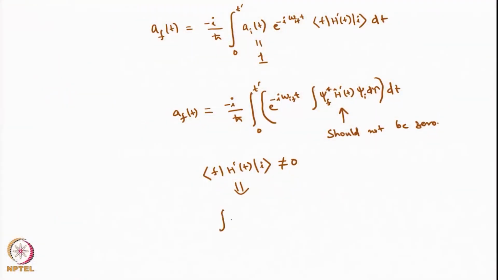Now, if you look at this integral, this is nothing but integral psi_f star H'(t) psi_i d tau. Now, when H' acts on psi_i, it will result in some other function. Let us call it phi. So the integral psi_f star phi d tau is nothing but an overlap integral.